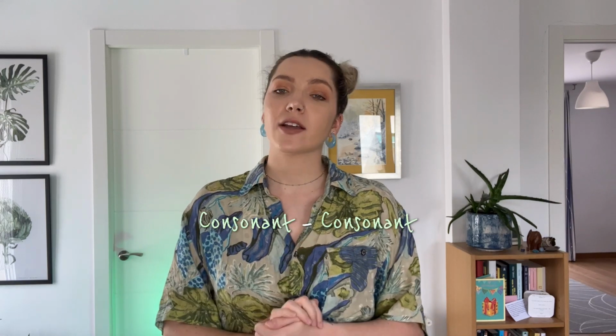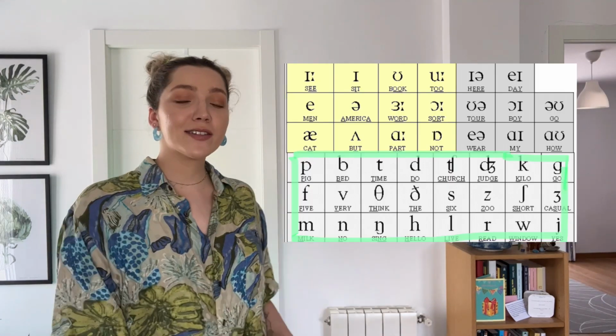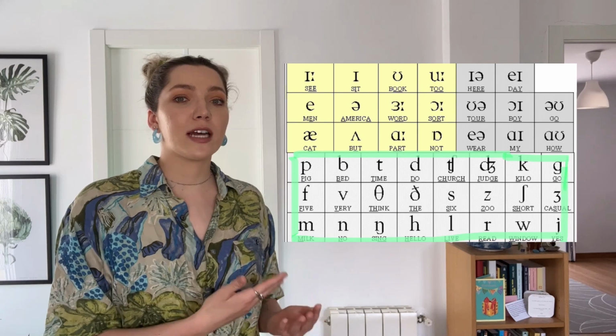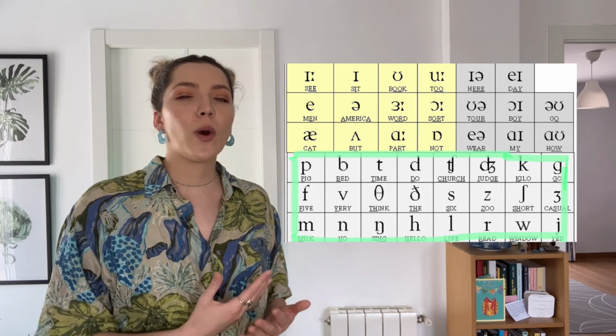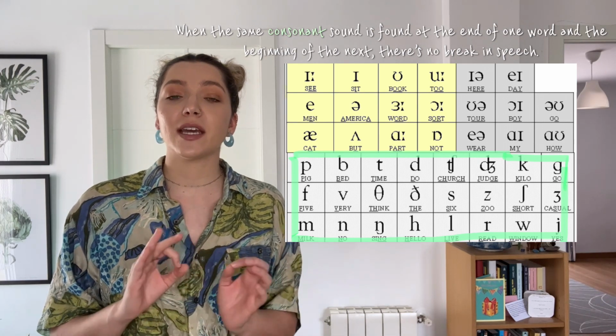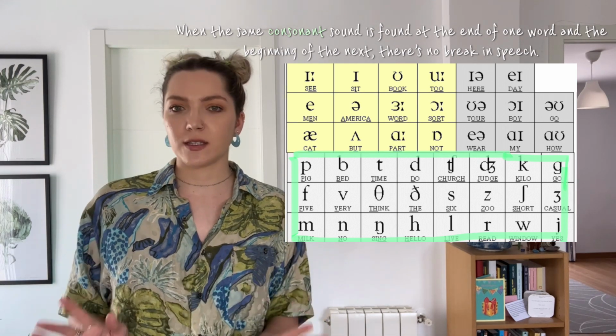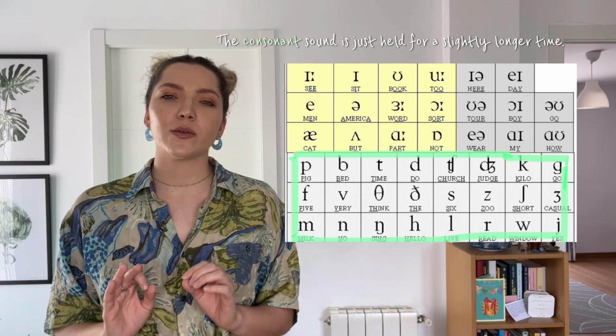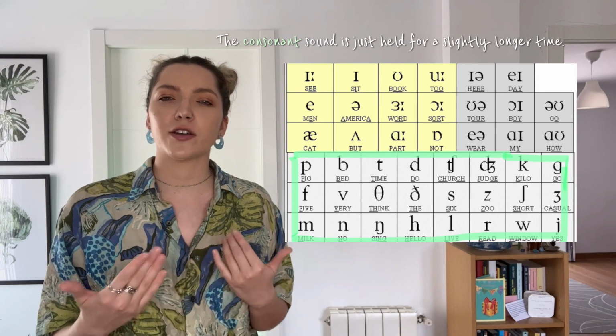Okay, so we've talked about consonant to vowel linking, but there's also consonant to consonant linking and vowel to vowel linking. So let's go into a bit more detail about the rules of linking. Let's look at consonant to consonant linking. Here's the phonetic alphabet. All of the sounds that I've circled are the consonants. When the same consonant sound is found at the end of one word and at the beginning of the next, there's no break in speech. Basically, the consonant sound is just held for a slightly longer time.